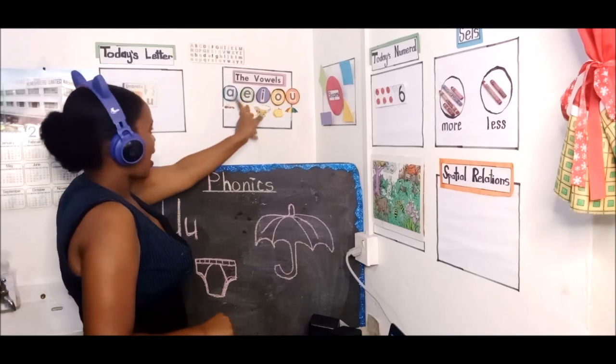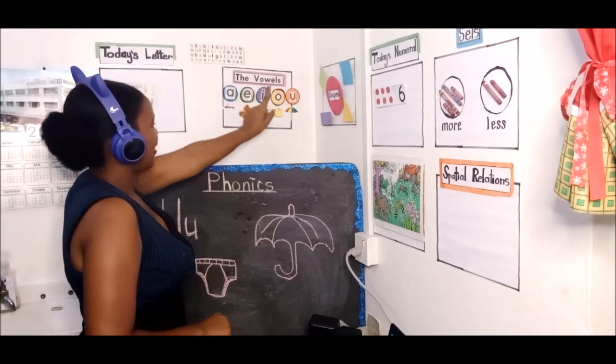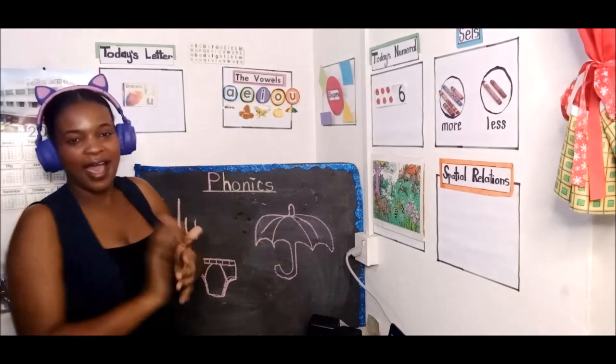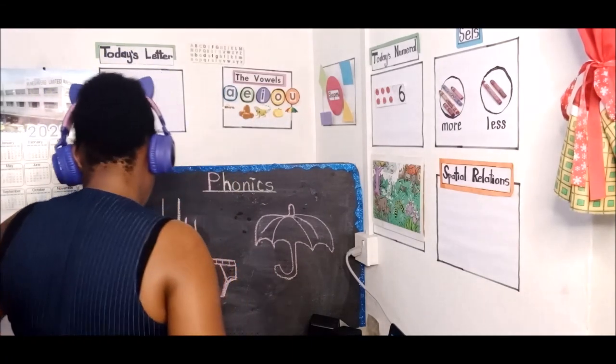A-E-A-O-O. A-E-A-O-O. A-E-A-O-O. A-O-O-I-A-A-O-O. Now let's talk about some things that begin with letter U.